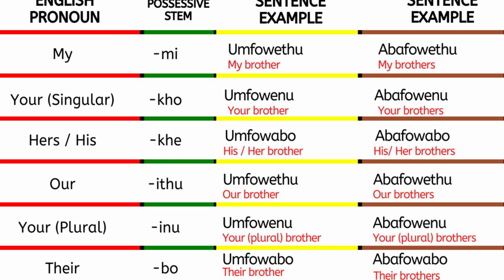Udadewabo. Note that ending there, it's bo, so B-O. That's his or her sister. And then when we say odadewabo, that's their sisters. So we're not talking about our people, not yours, not mine, but we're talking about a third person, their sister, or his sister, or her sister.